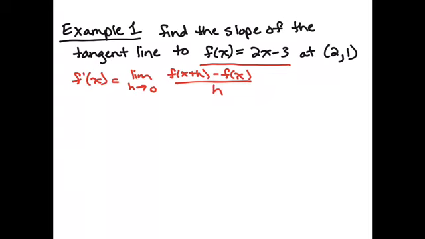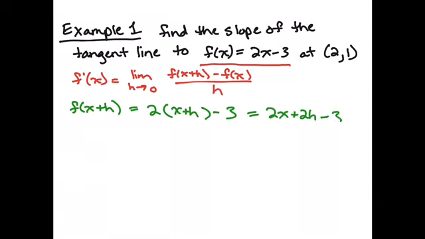So the first step is to find f of x plus h. So that means we're going to, in our original equation, replace the x with an x plus h. So when I do that, if I distribute the 2, I'm going to get 2x plus 2h minus 3.